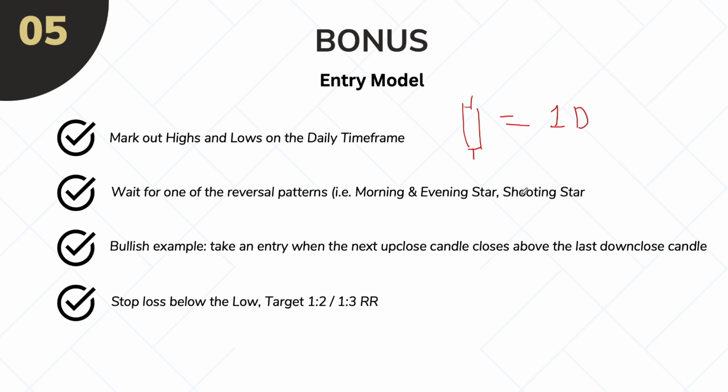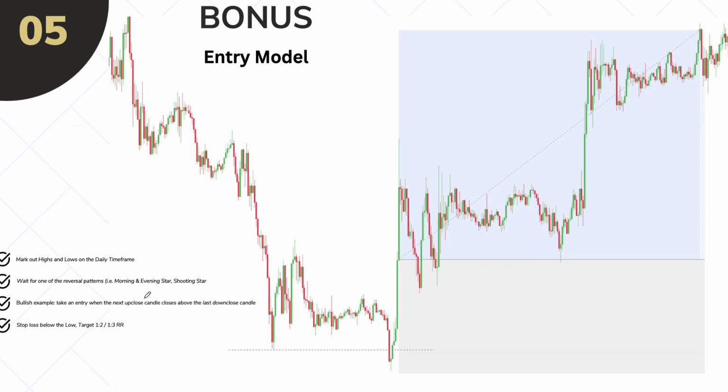Can be a morning or evening star, can be a shooting star. And in the bullish example, which I'm going to show to you in a second, take your entry when the next up close candle closes above the last down close candle. Your stop loss is going to be below the low, and the target is going to be a 1 to 2 or a 1 to 3. Maybe this doesn't mean much to you yet, and that's fine, because later in the episode we're going to talk about this in detail. So here you have the rules.